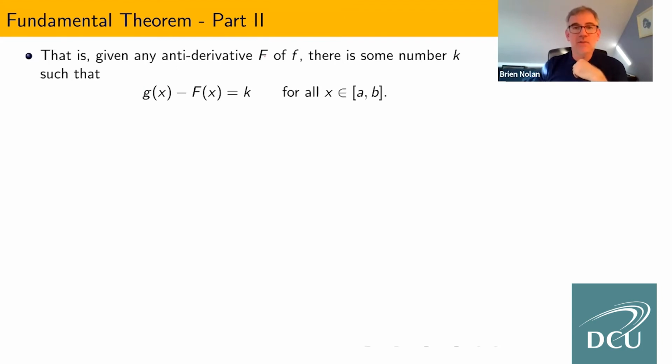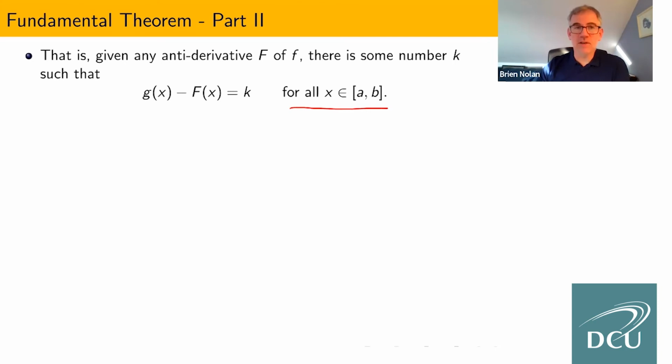Given any antiderivative capital F of little f, there's some constant number k such that g minus capital F is equal to this constant number k for all x's in the interval. No matter what value of x I choose, I always get the same number k. That's what it means to have a constant function. We always get the same output. So g of x minus F of x is always equal to the same number k for all x's in the interval.